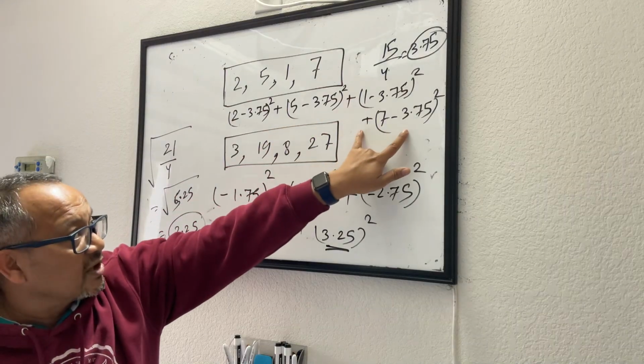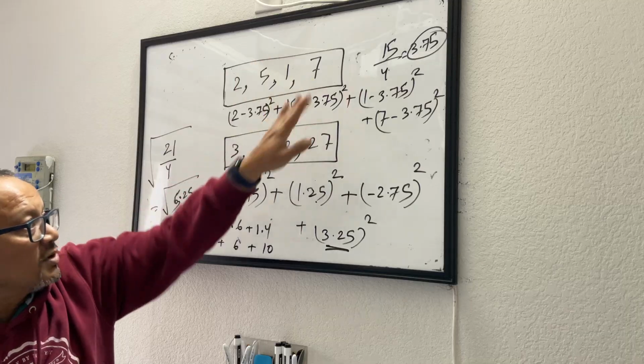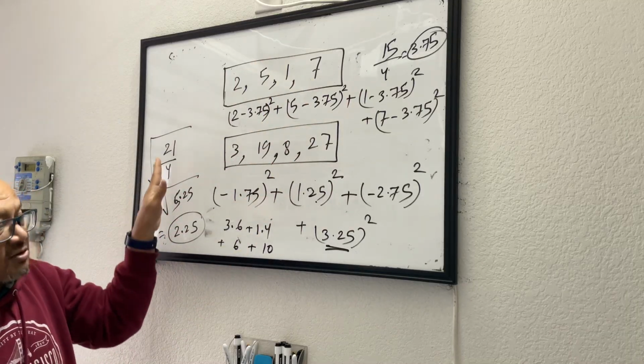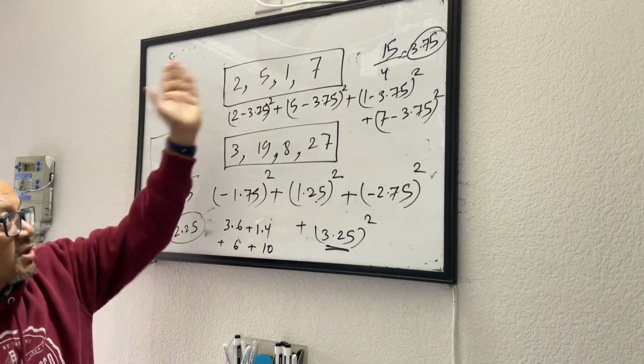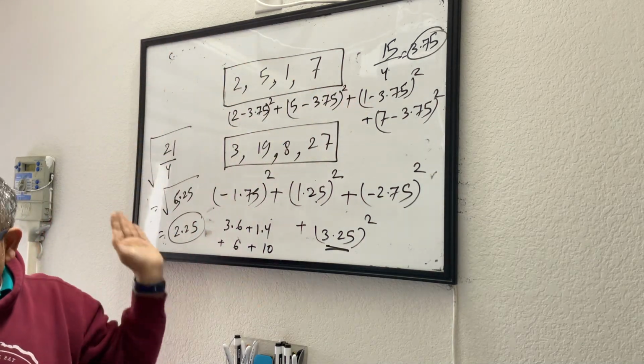And then we added them together. Whatever value we got, divided that by how many terms we had. 1, 2, 3, 4, divided by that, and got a square root of that. So in the beginning, you took the difference and did a square, added them together. At the end, you do a square root.